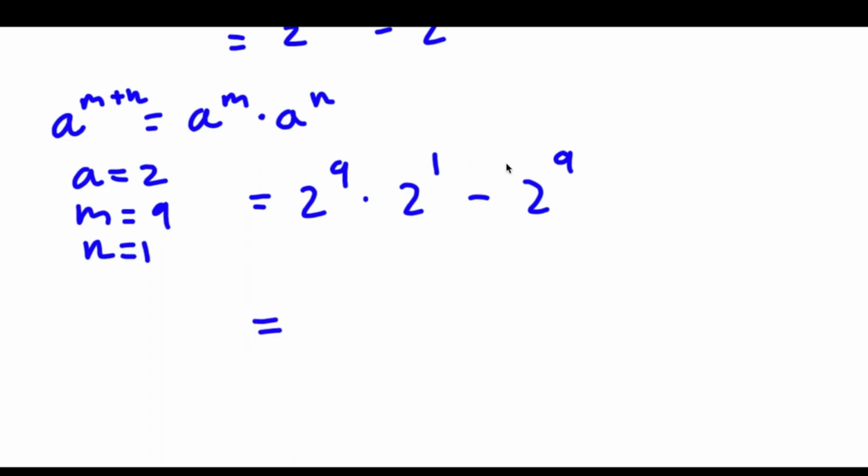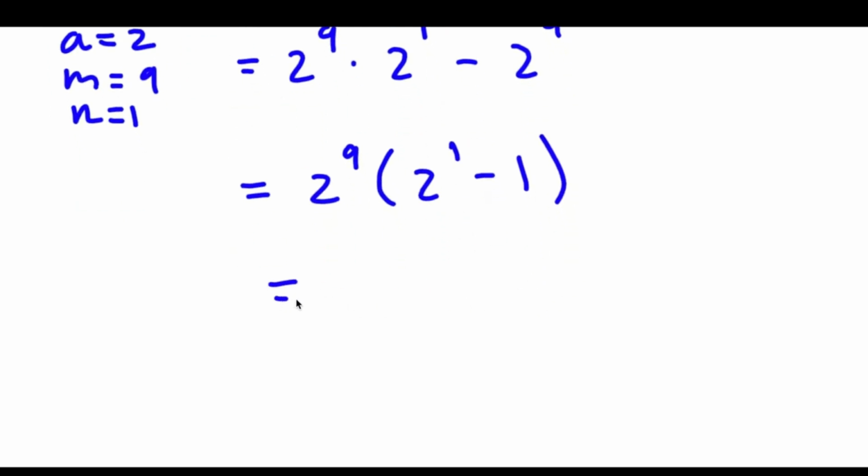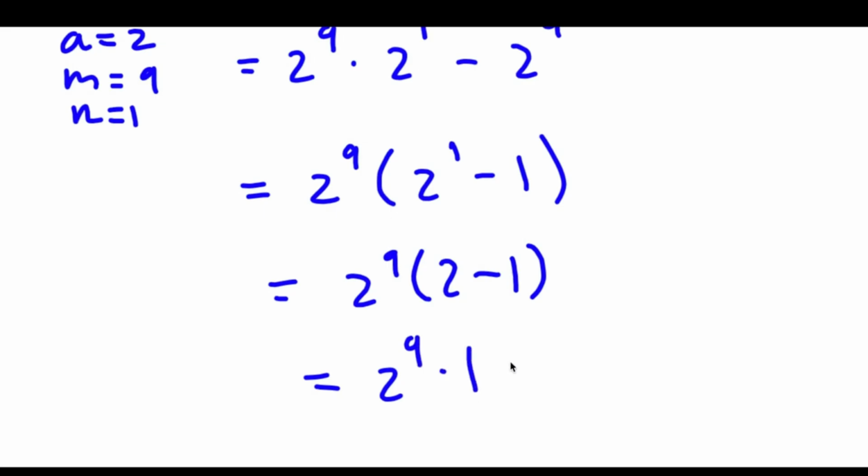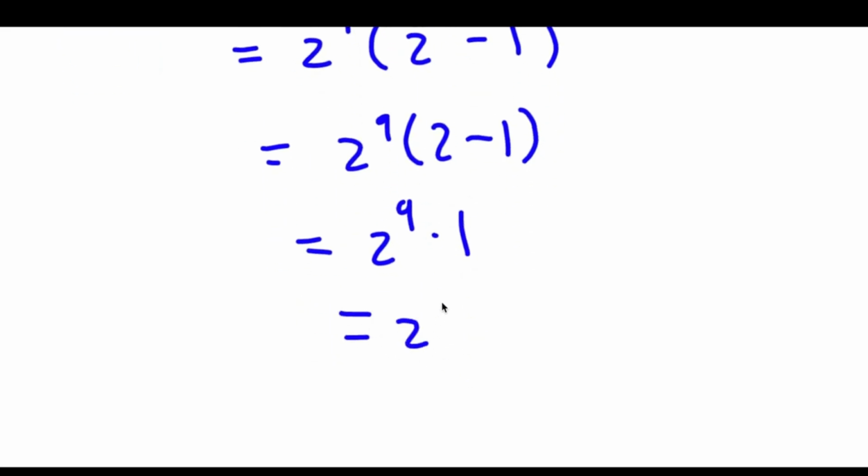Now, because both of these terms have 2 to the power of 9 in them, I can simply factor out 2 to the power of 9. So now I have 2 to the power of 9 times 2 to the power of 9 times 2 to the power of 1 divided by 2 to the power of 9 is simply just 2 to the power of 1, minus 2 to the power of 9 divided by 2 to the power of 9 is 1. 2 to the power of 1 is the same thing as 2, so I have 2 to the power of 9 times 2 minus 1. 2 minus 1 is 1, so I have 2 to the power of 9 times 1, which is equal to 2 to the power of 9.